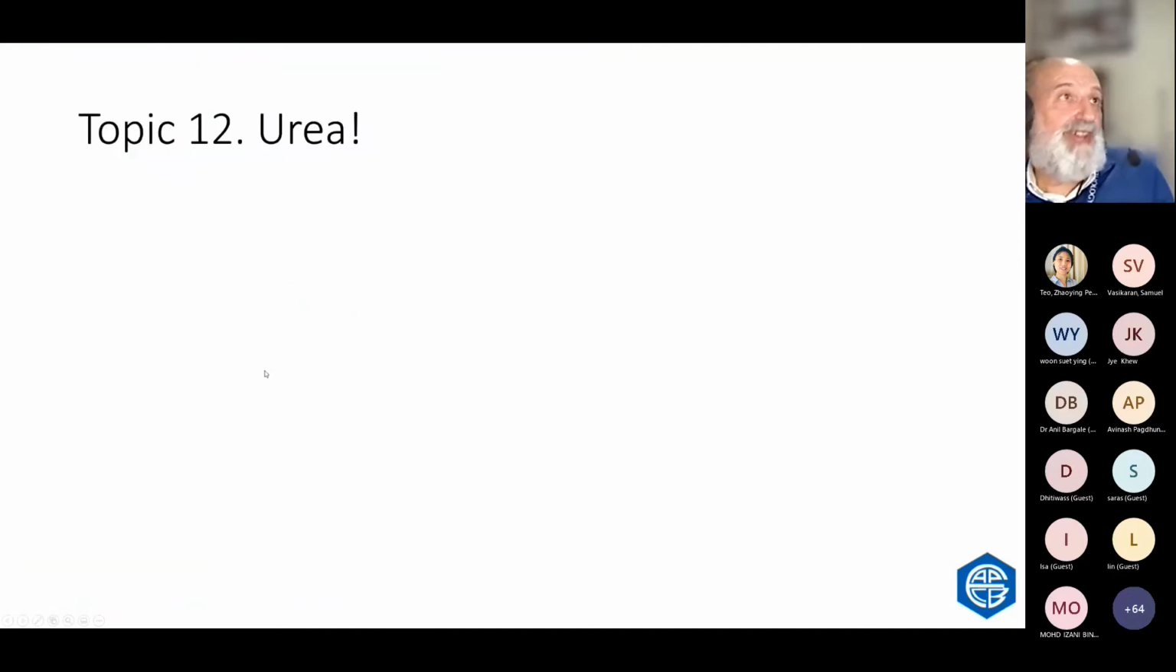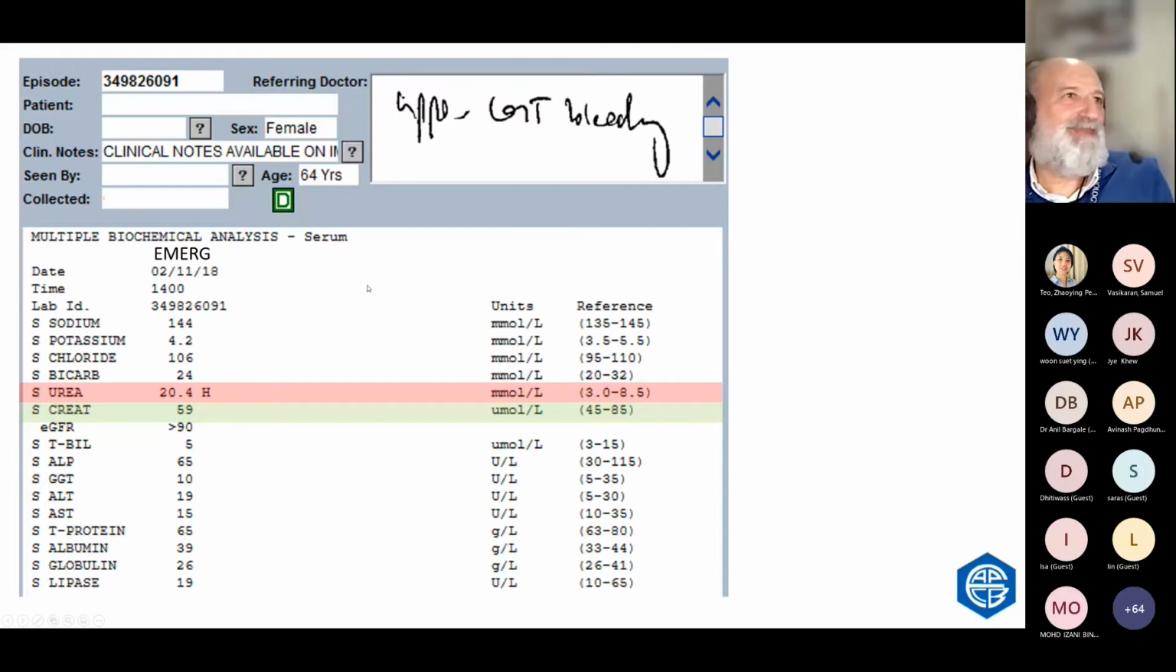Now, my last topic is urea. And I hope some of you are wondering what the hell urea has got to do with anemia. So here's a woman who presented to the emergency department with whatever that means. It probably means upper GI bleeding. So she probably had pain and a bit of hematemesis, vomiting blood. So why is that pattern there? Why is that pattern important?